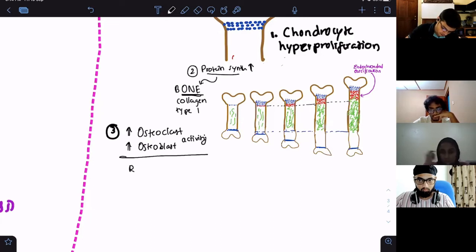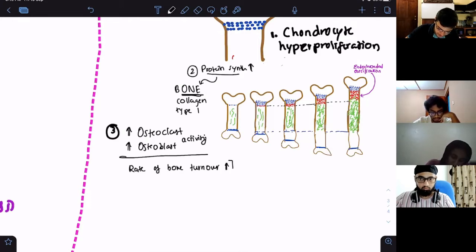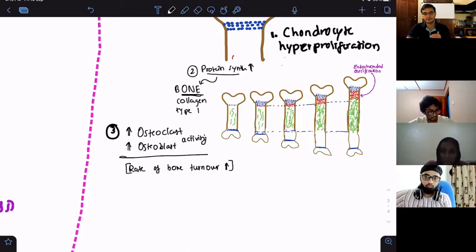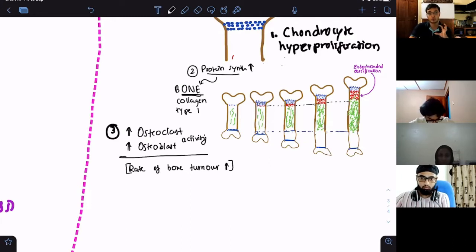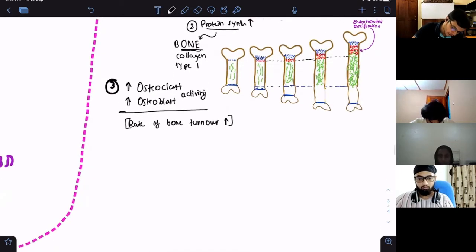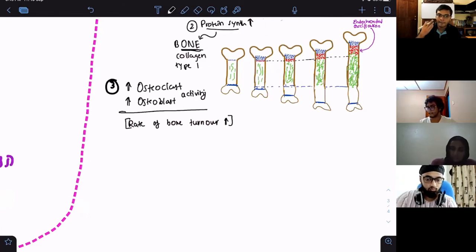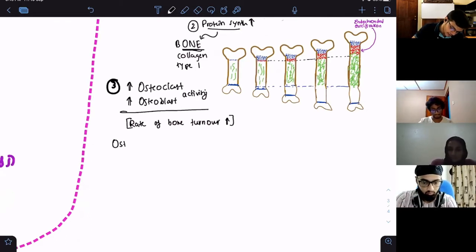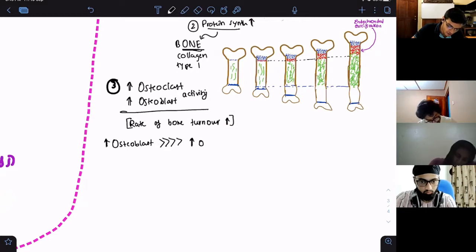This rate of bone turnover increases, guys. Just keep this written down now. Under normal physiologic conditions, when the rate of bone turnover increases a little, not a big problem. But the pathology comes when growth hormone is very high. Then another thing, guys: if you read your textbooks, you will see they have explained that the increase in osteoblast activity is much, much higher than the increase in osteoclast activity.